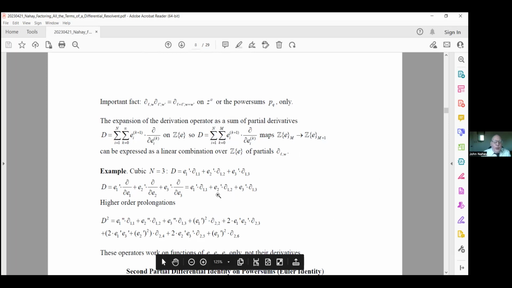Okay, so for the cubic, let's just take n equal 3. The total derivative is this sum of, here's the expansion in terms of partial derivatives.